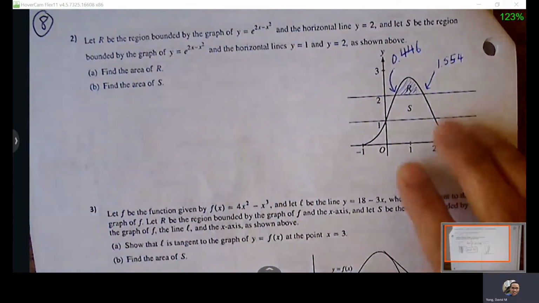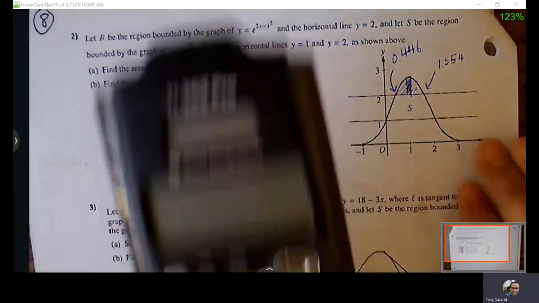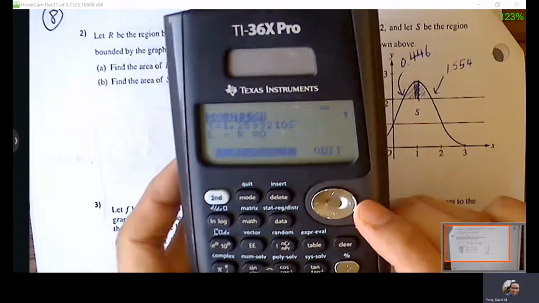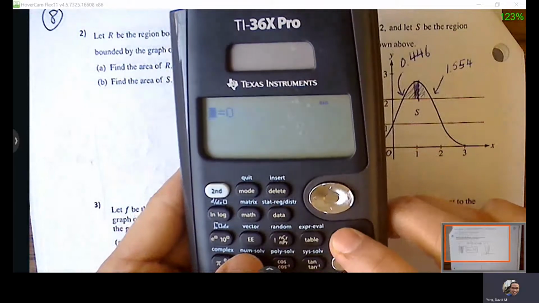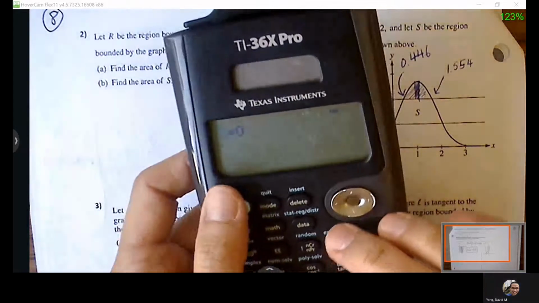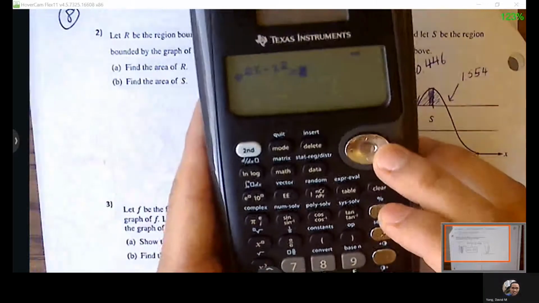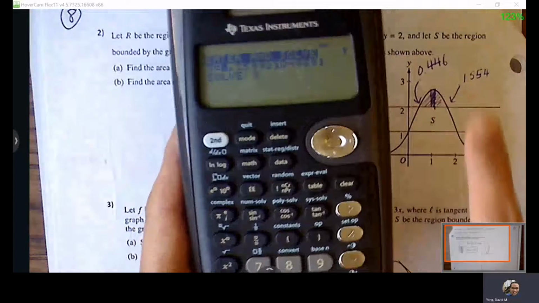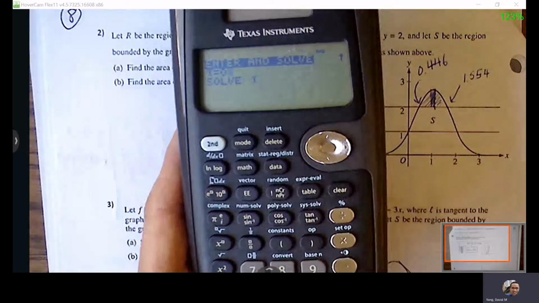Okay, should be a pretty straightforward top minus bottom setup. On the 36 Pro, if you want to find those intersecting points, you can do numsolve. And then you will say e to the 2x minus x squared equals 2. Hit enter. Now, I think in this case, you do want to give it a starting point, okay? Because it's not going to find both intersection points for you. I'm going to say start at 0. If I start at 0, it's going to find the closest one towards 0.